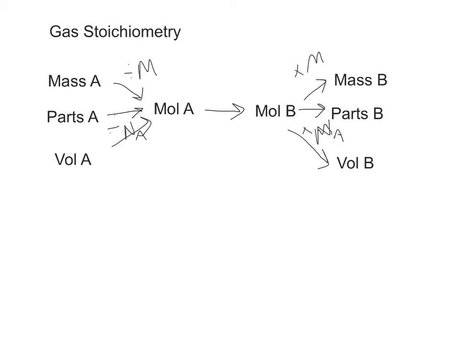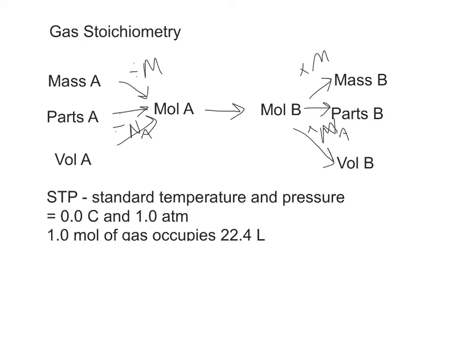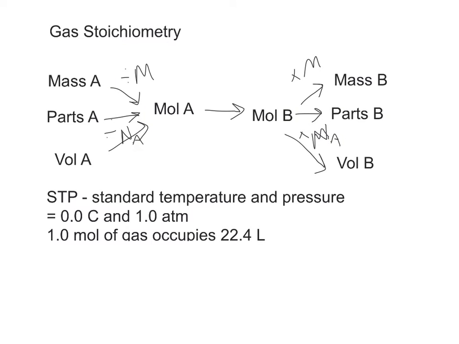At STP, 1 mole of any gas will occupy 22.4 liters of space. And STP, again, is defined as 1 atmosphere and 0 degrees Celsius. If we're at STP, it makes it very simple because all I have to do is divide my volume by 22.4 liters to convert to moles. And if I'm at moles, I'm going to multiply my moles by 22.4 liters.